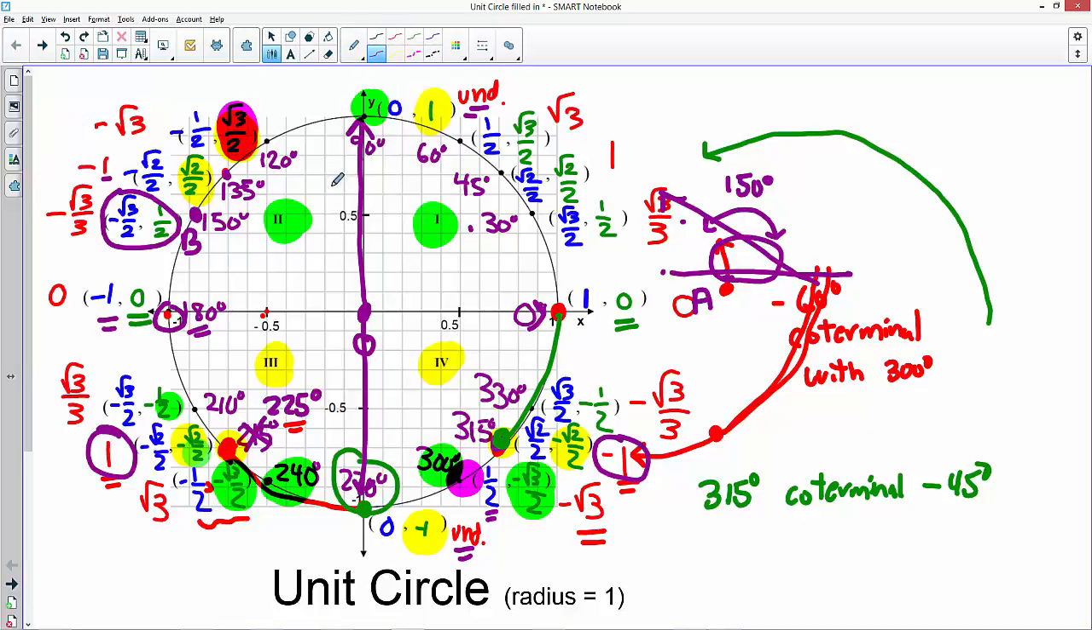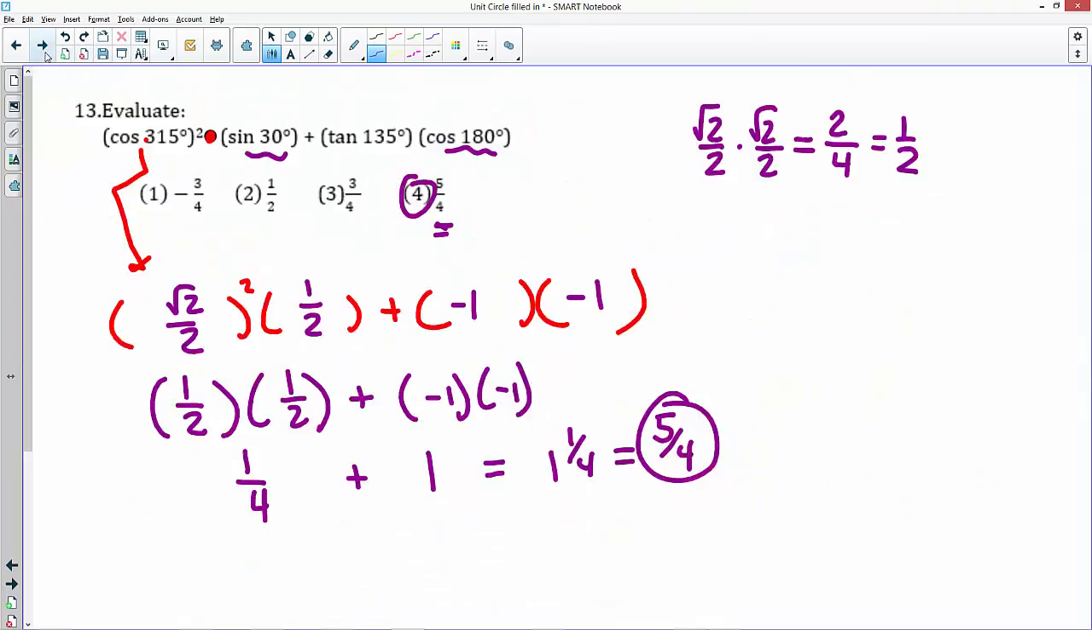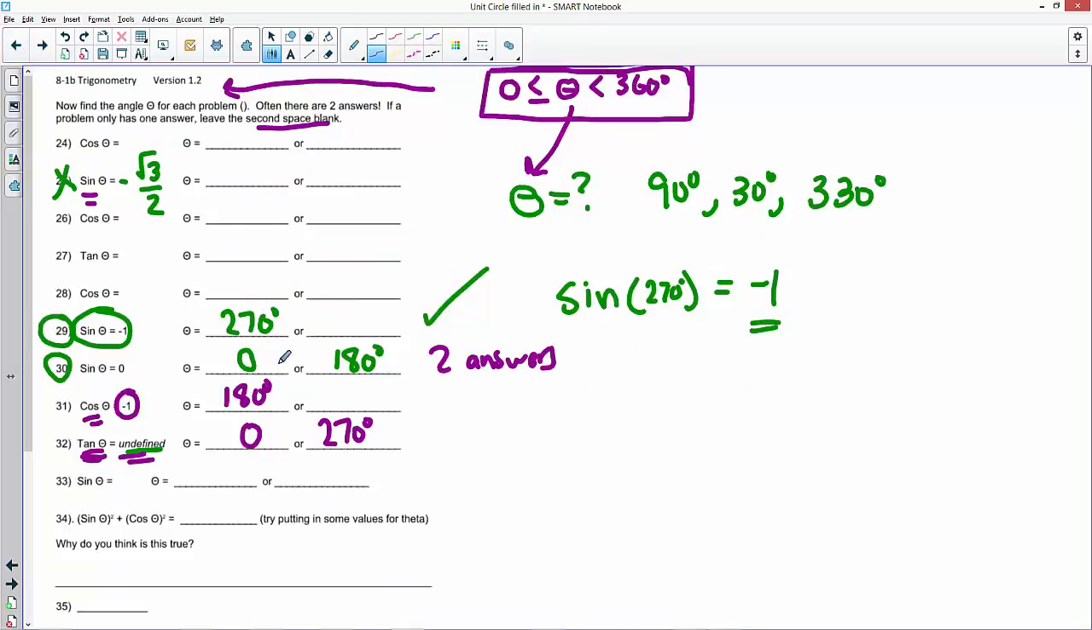So 300 and 240. Notice this is not problem 25, right? They didn't print out on my smart notebook here, so I'm just making up a new problem. So just make this like problem 36 or something, okay? We just made this problem up. I'm just using this answer slot. Of course, that's not the question that's here.